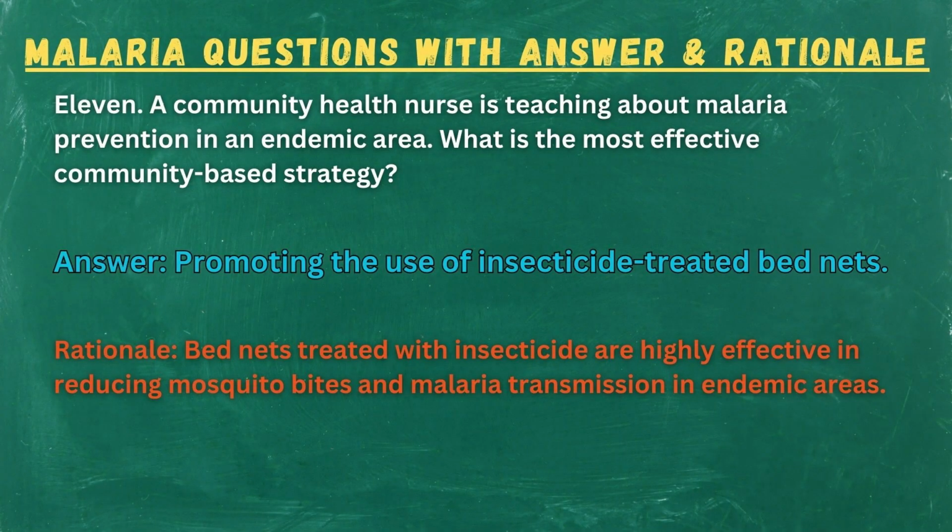11. A community health nurse is teaching about malaria prevention in an endemic area. What is the most effective community-based strategy? Answer: Promoting the use of insecticide-treated bed nets. Rationale: Bed nets treated with insecticide are highly effective in reducing mosquito bites and malaria transmission in endemic areas.